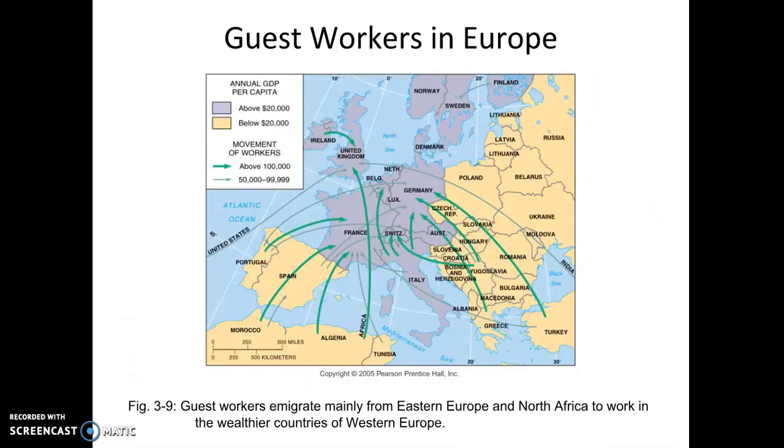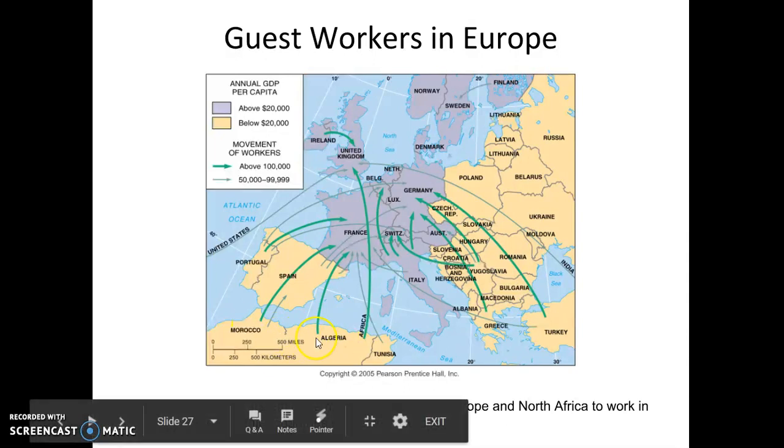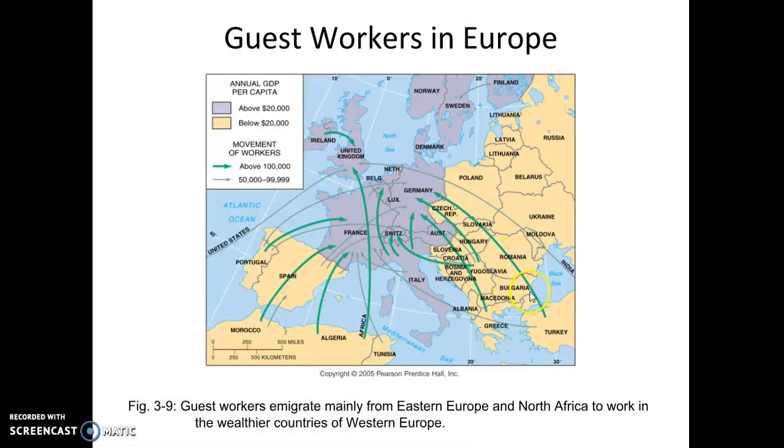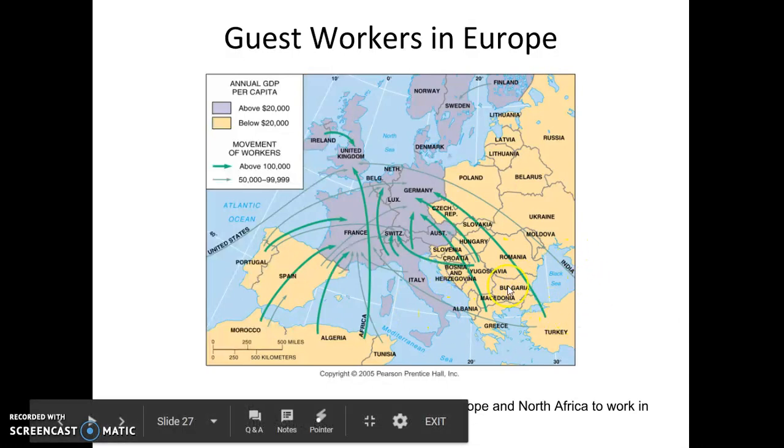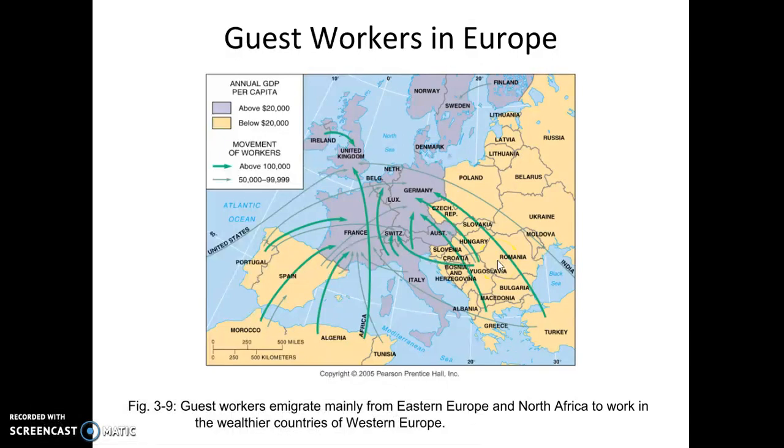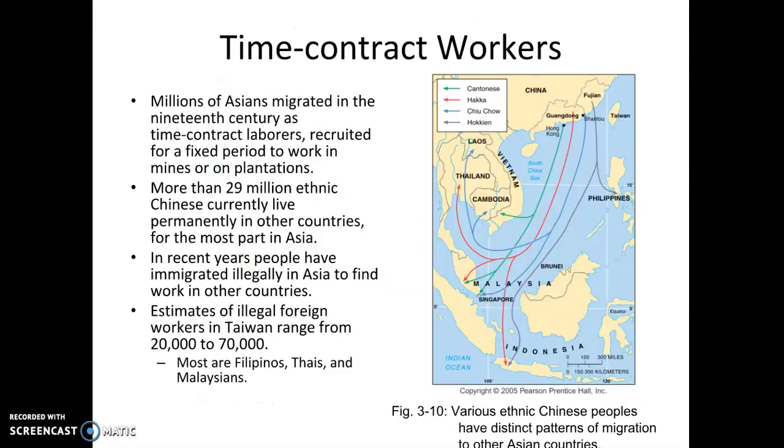Talk about guest workers into Europe. So guest workers into Europe, you see many coming from Northern Africa, and then a lot coming from Turkey, from India, and then also from East Europe to work in the more successful industrial giants that are here in France, Germany, United Kingdom, and then some Scandinavian countries. But again, this is guest workers. These are legal status. They are just coming as temporary workers.